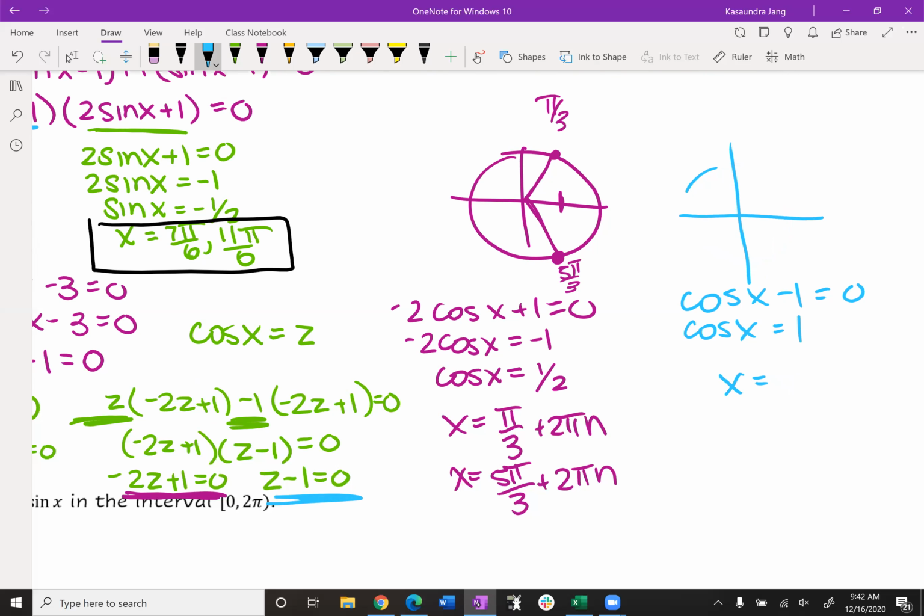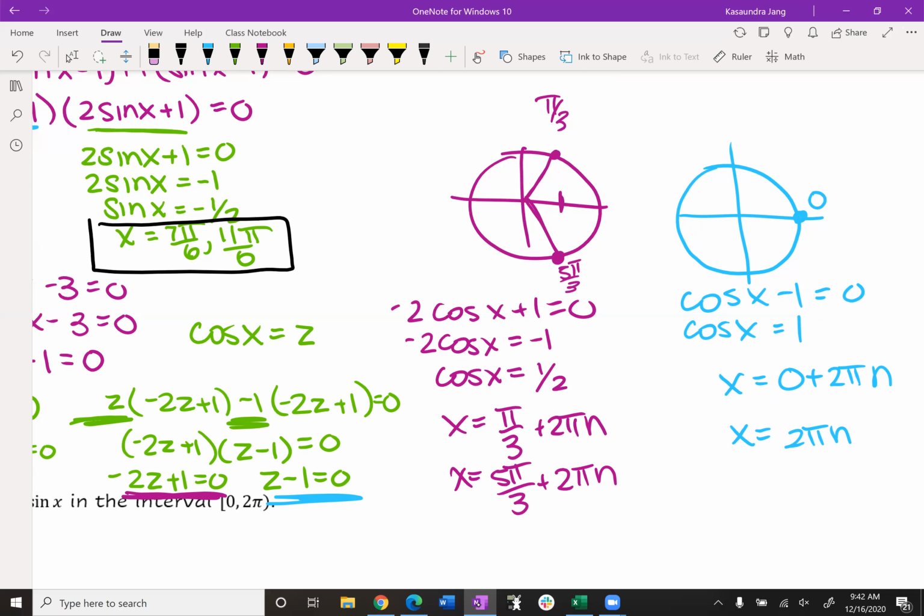My cosine is a +1. My x value is a +1 right here at, you can say either 0 radians, you could say 2 pi, like a full circle. I'll just call it 0. And then every 2 pi after that, so plus 2 pi n. I don't really need to add 0 though. I'll just say x equals 2 pi times n. 2 pi times 1 would be 2 pi. 2 pi times 2, 4 pi. It's like 2 pi times whatever whole number is going to land me at another solution.